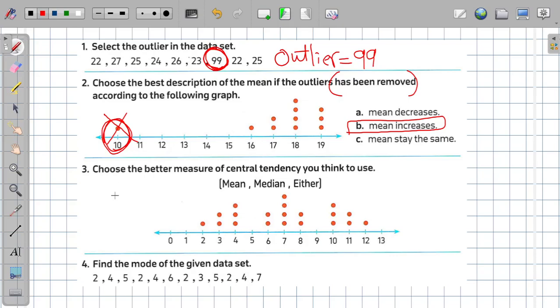Next, I want to choose the best measure of central tendency to use. I have this shape, and I think it's symmetrical. So I think either median or mean is the way to measure the central tendency, so I will choose either.